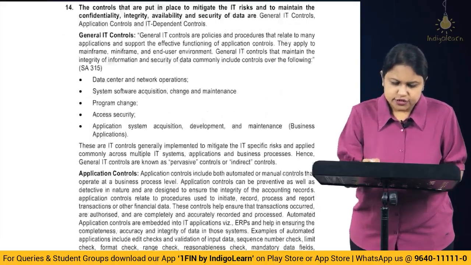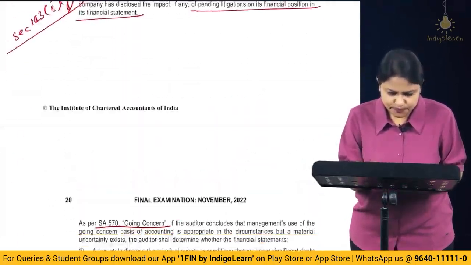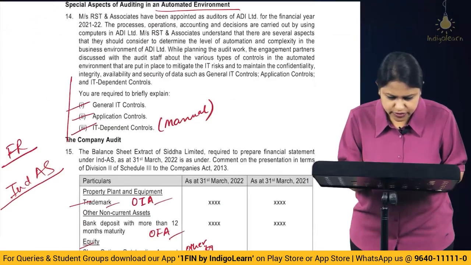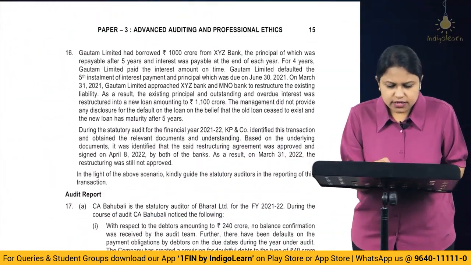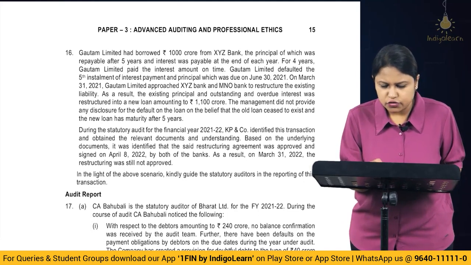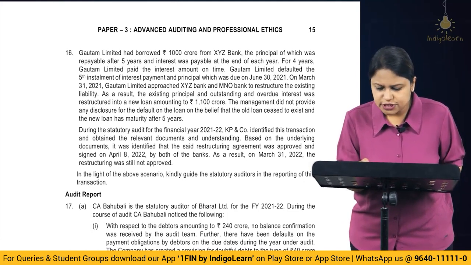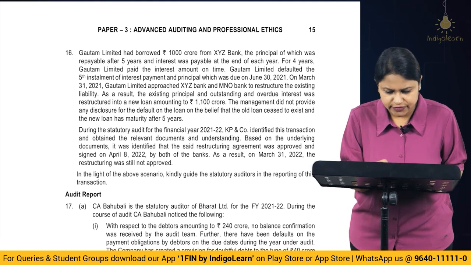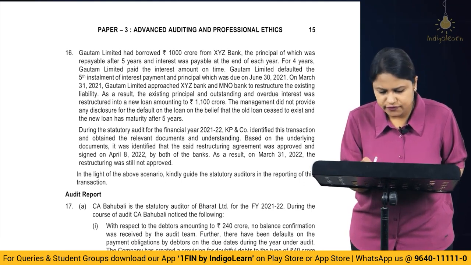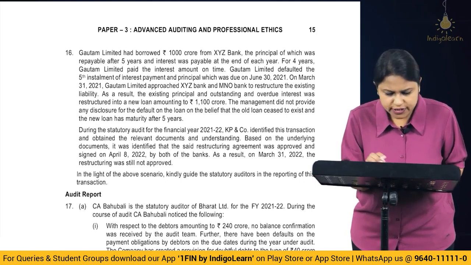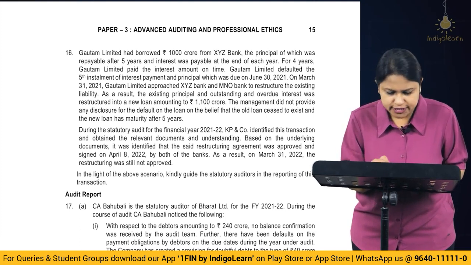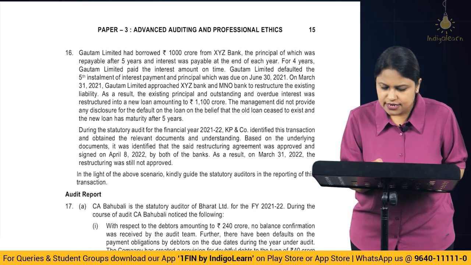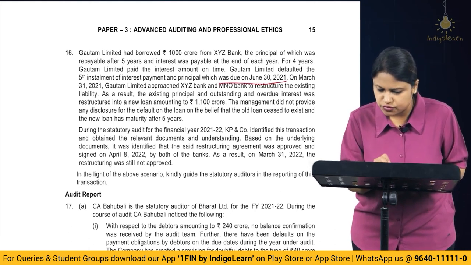Okay, alright. So with this, let us take the next one. The next question for discussion is the 16th. Gautam Limited had borrowed 1000 crore from XYZ Bank, the principal of which was repayable after 5 years and interest was payable at the end of each year. For 4 years, Gautam Limited paid the interest amount on time. Gautam Limited defaulted on the 5th installment of interest payment and principal, which was due on the 30th of June.